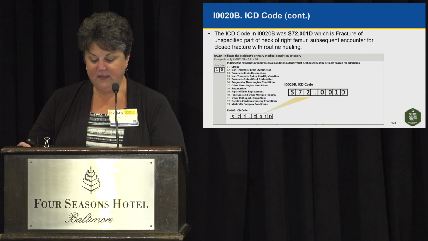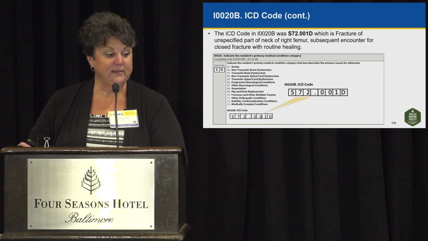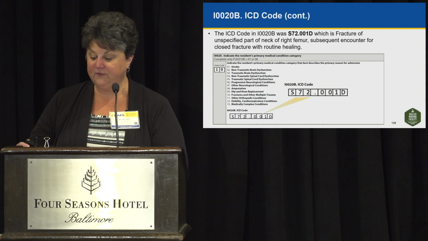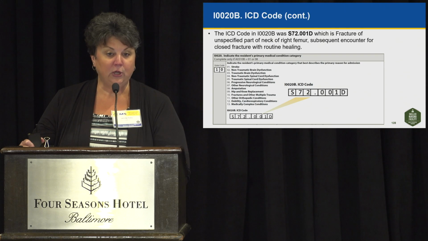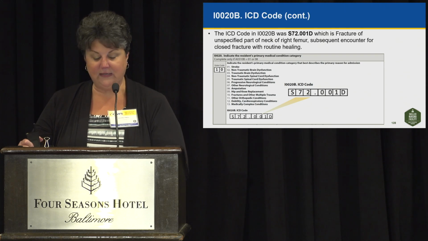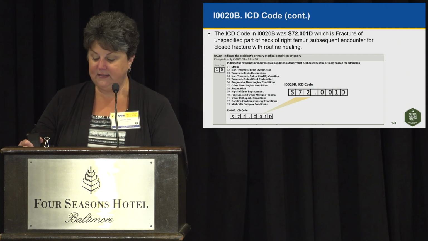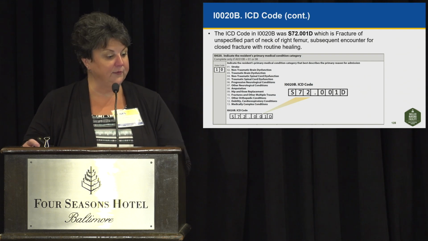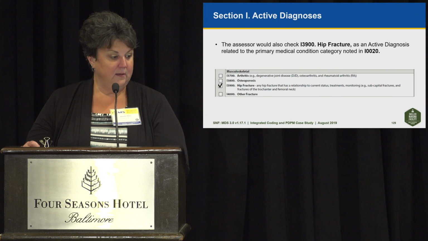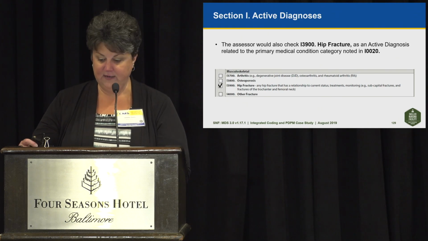And then also in this, the code she has here, again, it's the fracture of an unspecified part of the neck of the right femur, a subsequent encounter with a closed fracture with routine healing, so that's the level of detail here with the ICD-10. And you'd also check I-3900 for this as well for her diagnoses. And that is right there, okay?